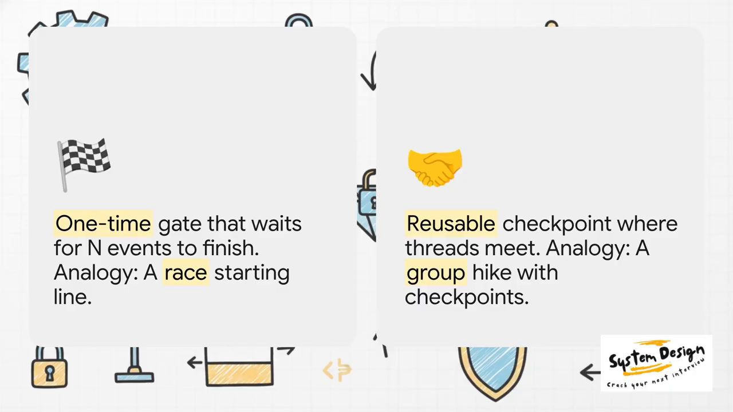A cyclic barrier, on the other hand, is a reusable checkpoint. A group of threads all have to arrive at the barrier before any of them can move on. It's like a group hike where everyone agrees to wait at the trailhead and then again at the first scenic overlook before the whole group moves on together.